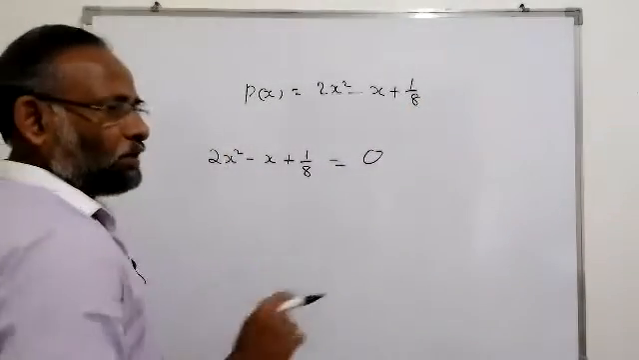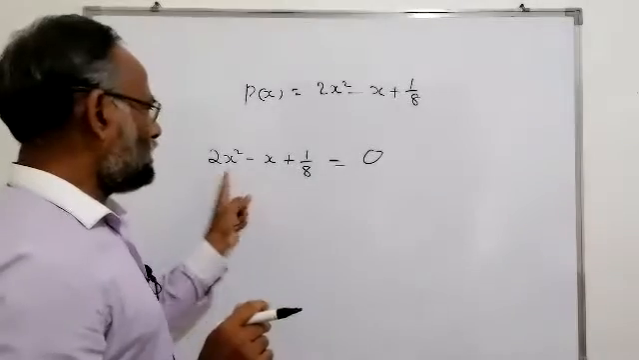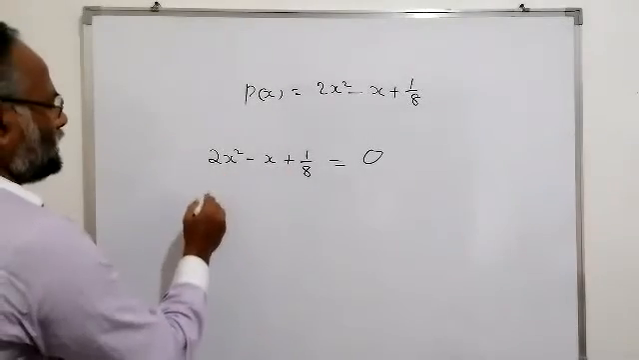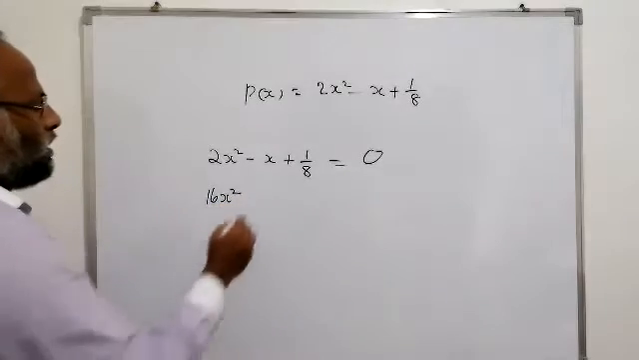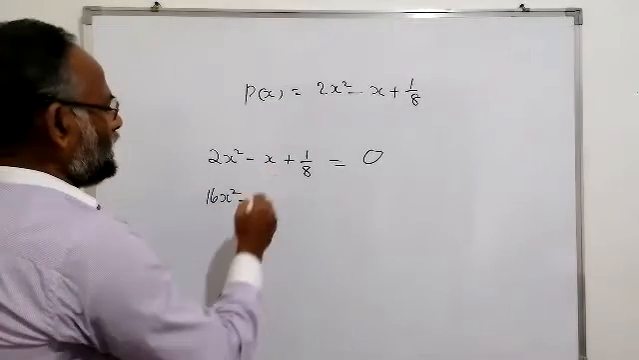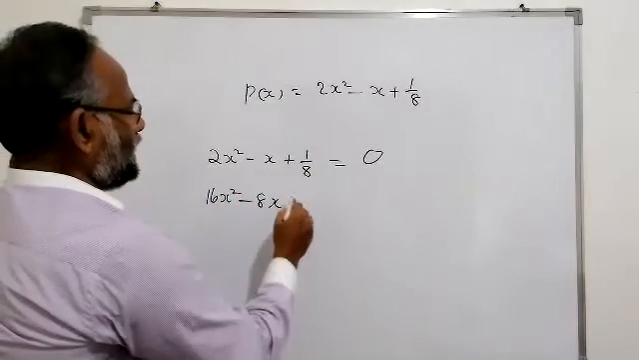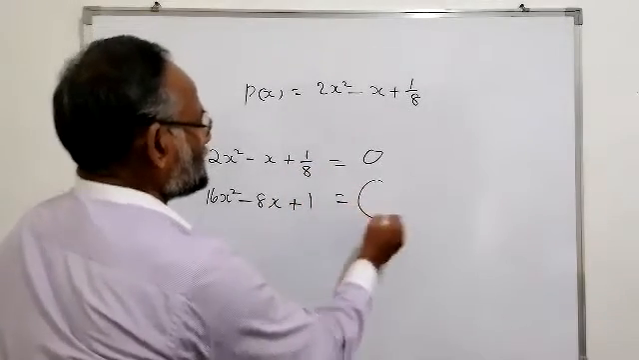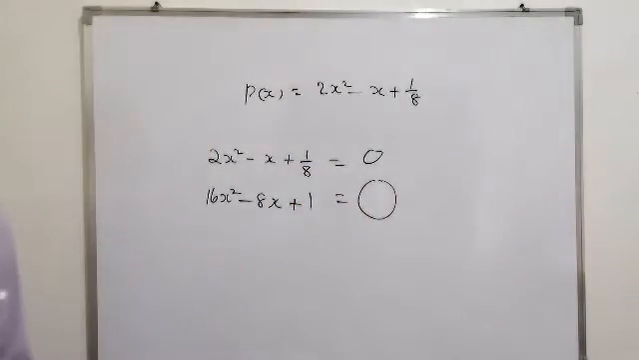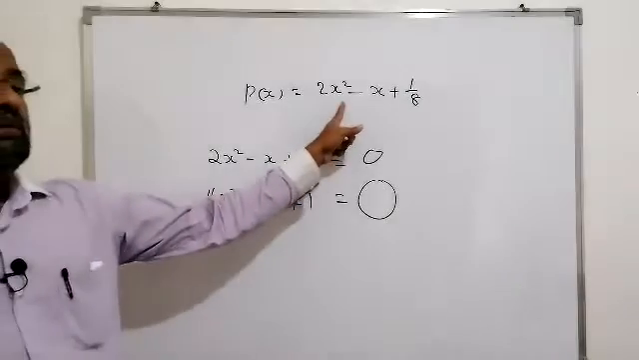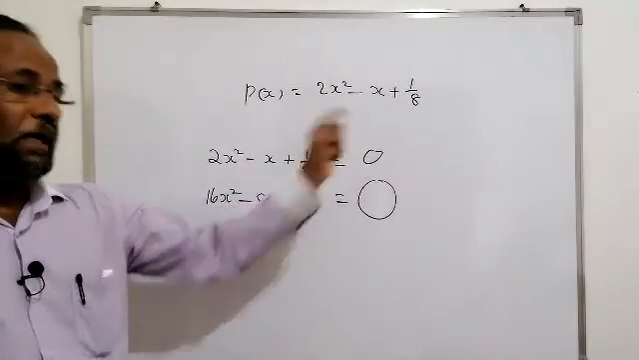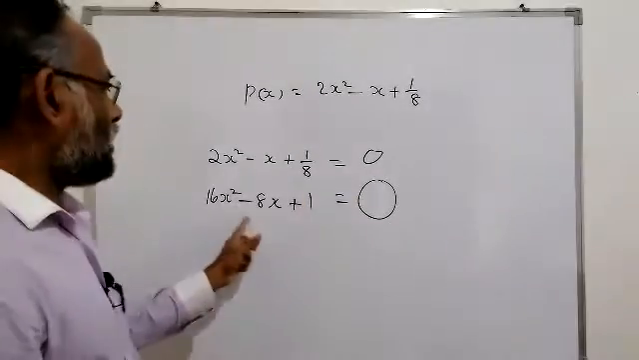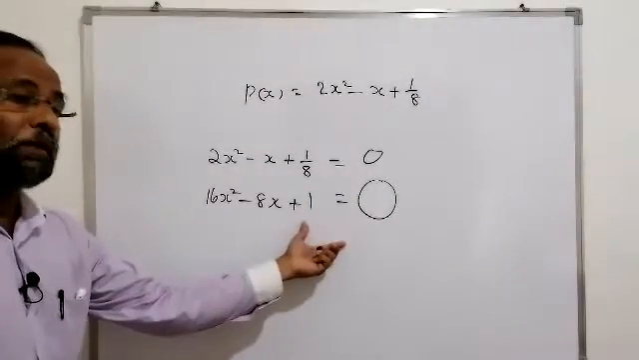Every term multiply by the denominator. Into 8, into 8, into 8, into 8. See? 2 into 8, that means 16x square, minus x into 8, 8x. 1 by 8 into 8, that is 1. 0 into 8 is 0. This we cannot apply here, but we did. Understand the difference. Be sharp, my children. Listen here. Now we got the quadratic equation.